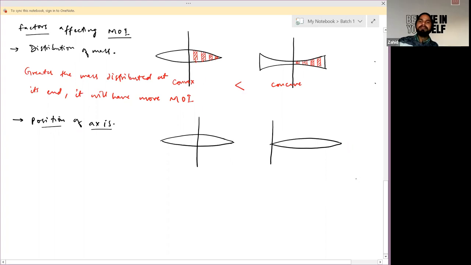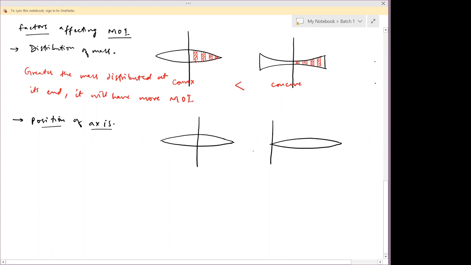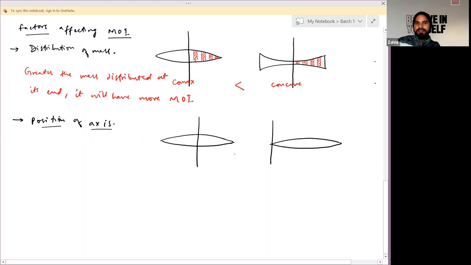Hiba, just use the above concept of distribution of mass and try to define in which case you will get more moment of inertia. The second one. Good. The larger the length of the distribution of mass from the axis of rotation, the more moment of inertia it will have. So in the second case, you'll get more moment of inertia as compared to the first case.